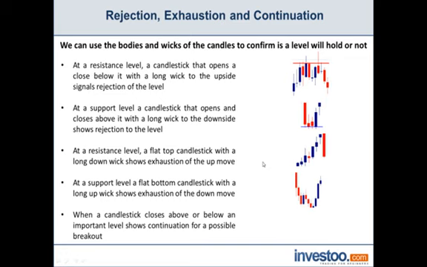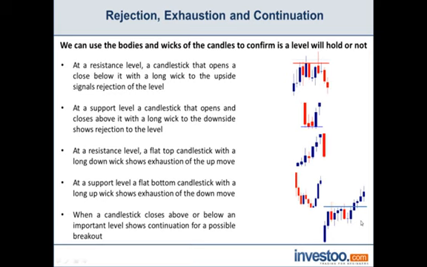For example, when a candlestick closes above or below an important level, it shows continuation for a possible breakout. Here we have a clear example of this. As you can see here, we have tested this area of resistance countless times, and we have this candlestick that shows rejection, this candlestick that shows exhaustion, rejection, and then when this candlestick closes above this level and above these highs, we have a continuation of the move up.